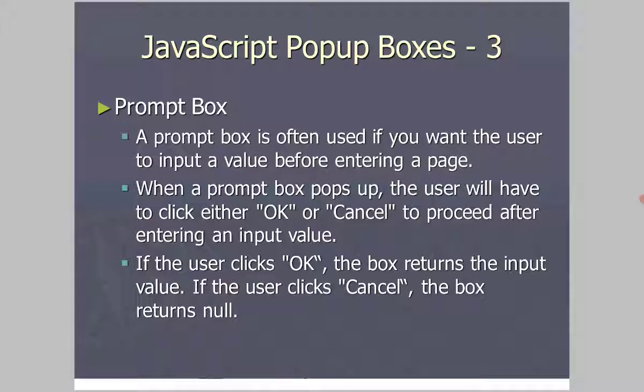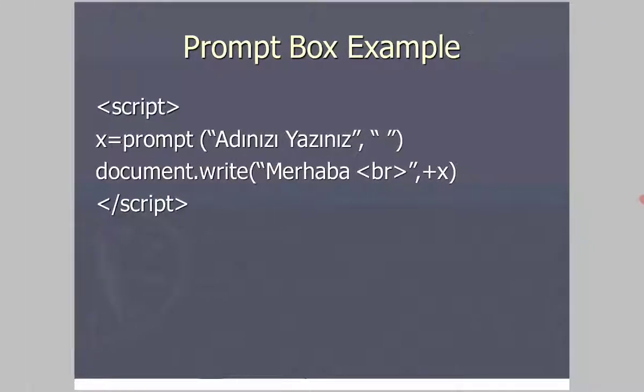When a prompt box appears, the user will have to click either OK or Cancel to proceed. If the user clicks OK, it will be OK, or if they click Cancel, it will be cancelled. Prompt box example in script: x is equals to prompt within quotes some message, document dot write some x.